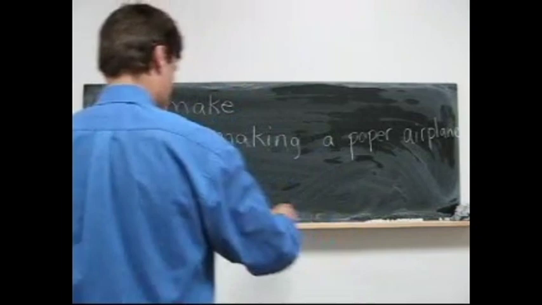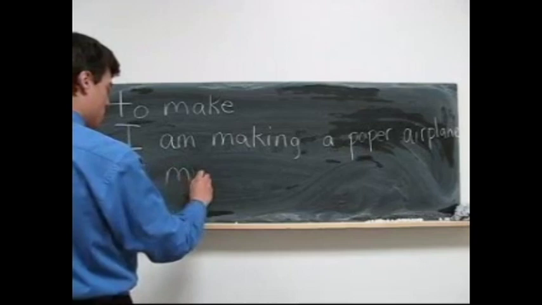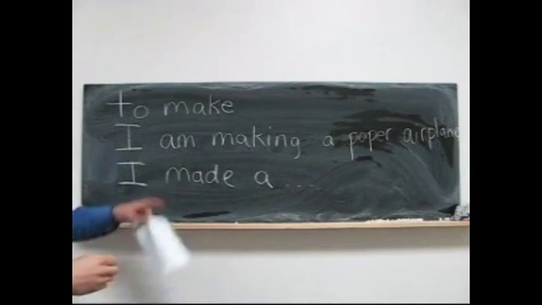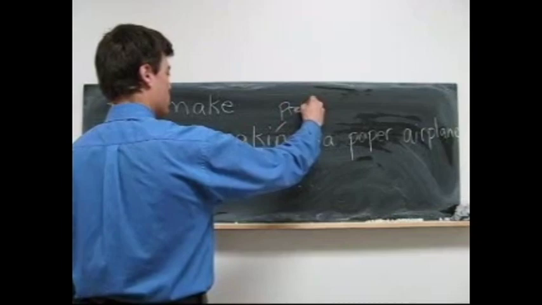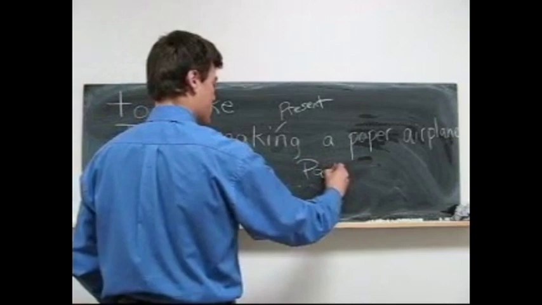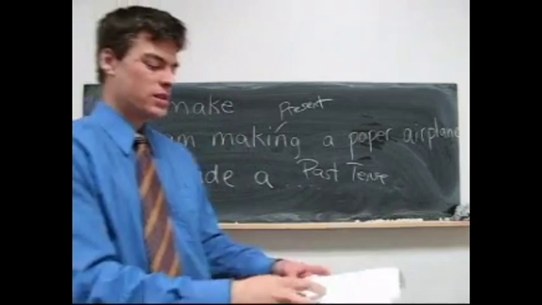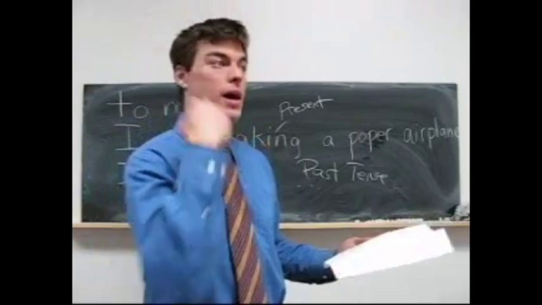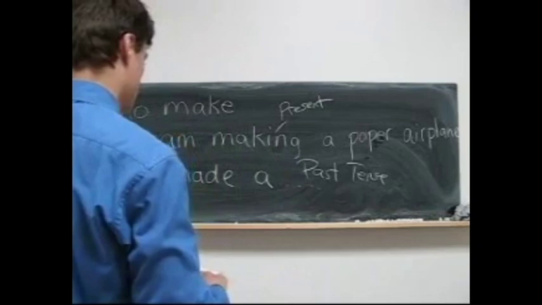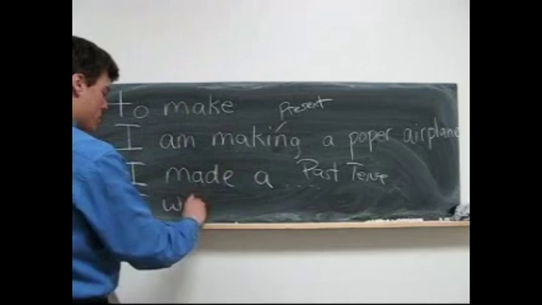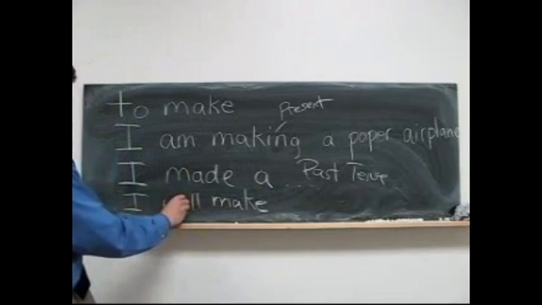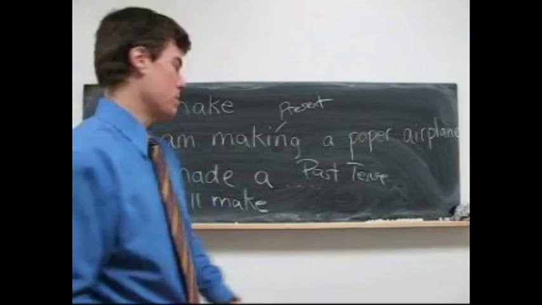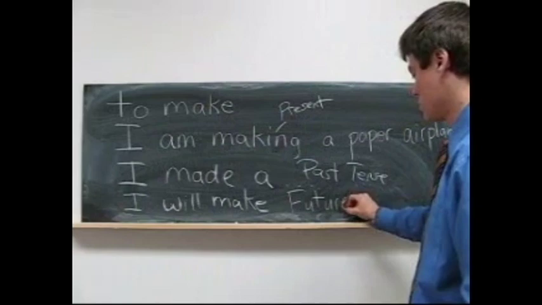I made a paper airplane. I am making is present tense. I made is past tense. So what is future tense? Let's say I have paper. Here's some paper. And I say, I will make a paper airplane. That's future tense. I will make a paper airplane. That's future tense.